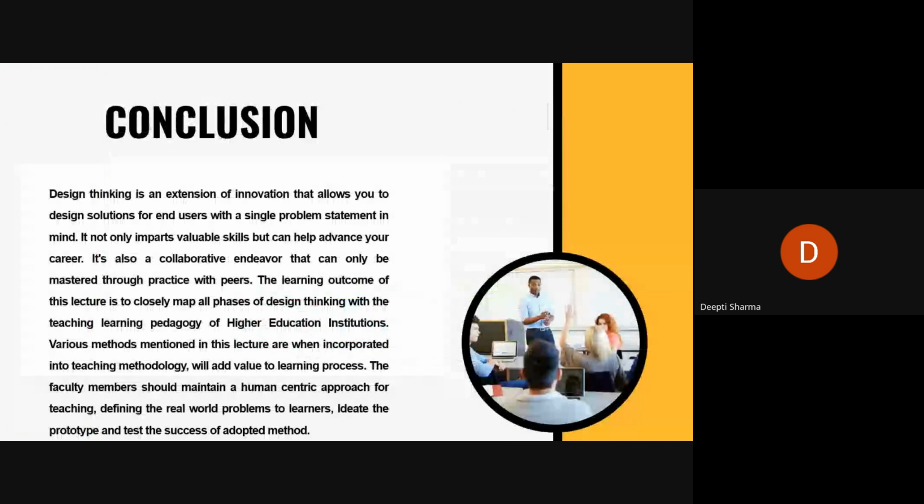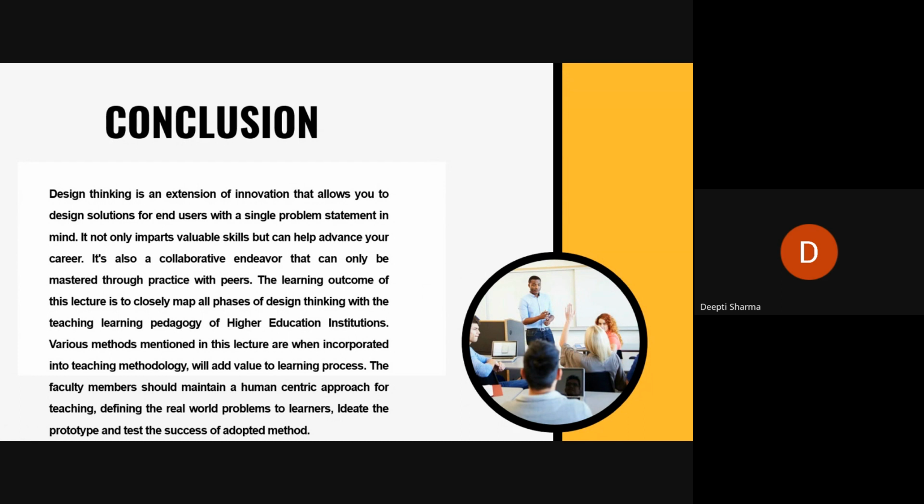So now we are going to conclude this. Design thinking is an extension of innovation that allows you to design solutions for end users, that are students in our case, with a single problem statement in mind. It not only imparts valuable skills but can help advance your career. It's also a collaborative endeavor that can be mastered through practice with peers.